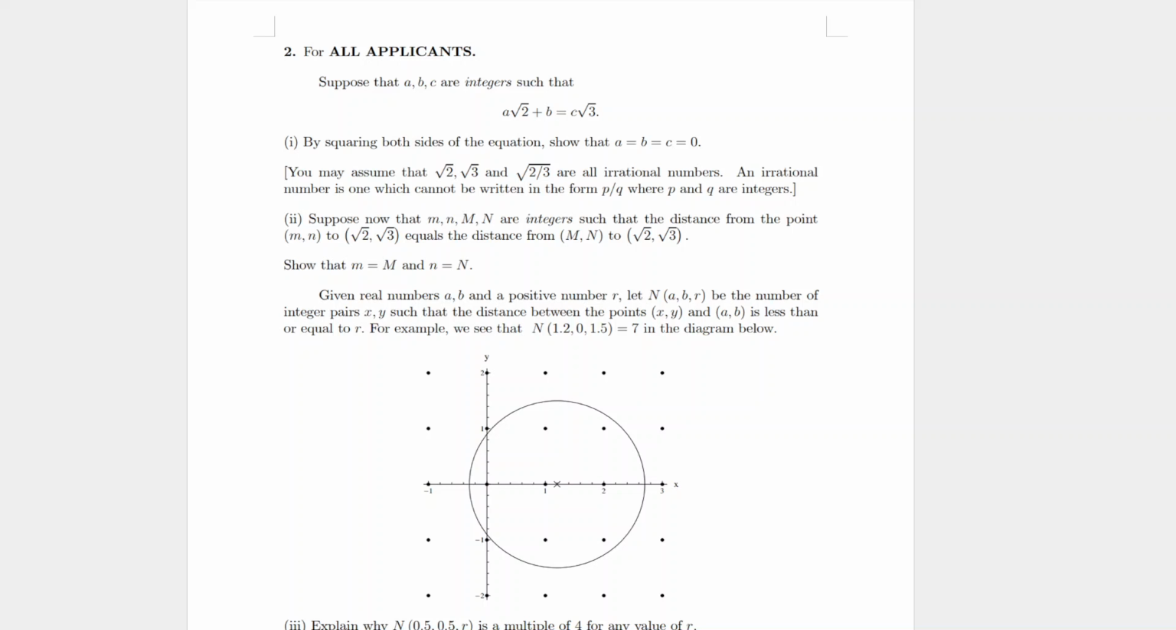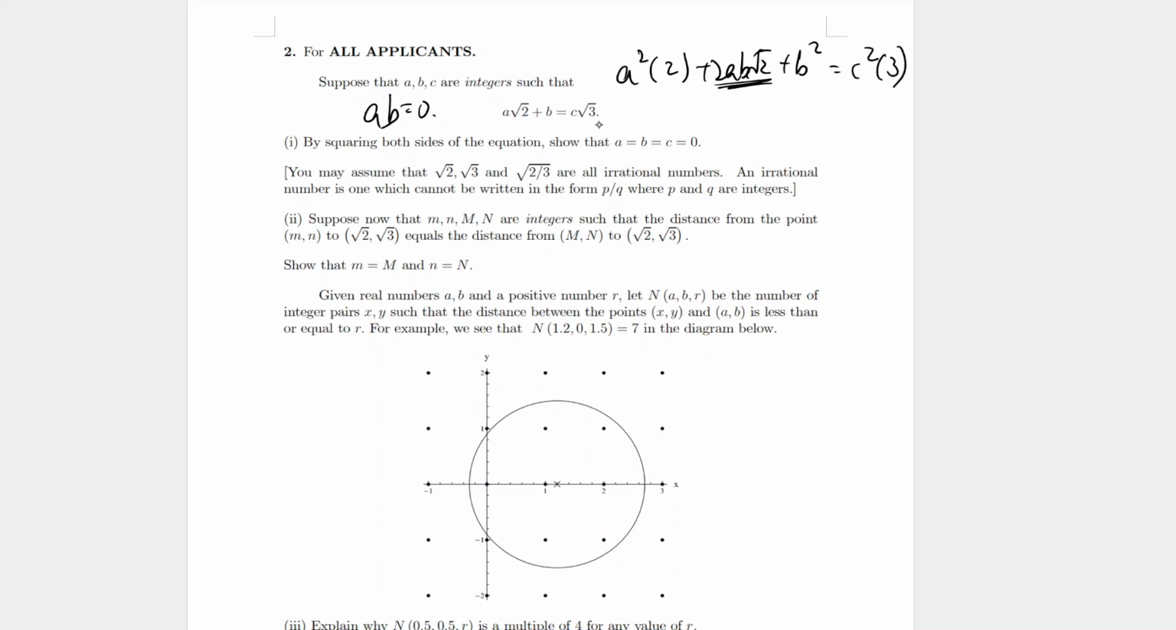So squaring both sides gives me a squared times 2 plus 2ab root 2 plus b squared equals c squared times 3. Okay, so what have we got here? We know that 2ab root 2, this thing has to go to 0. So ab has to be 0. We know that, right? Because the left-hand side cannot be irrational, because the right-hand side is rational. So ab has to equal 0.